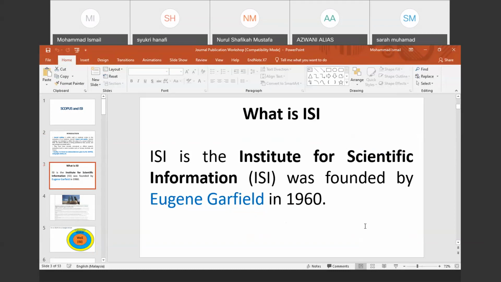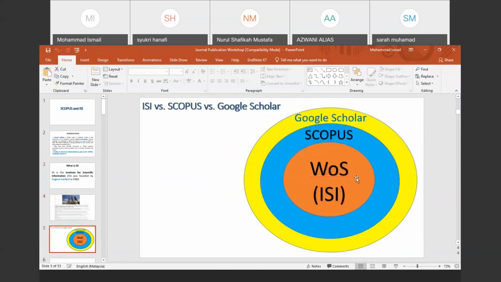but we can call it Web of Science. For ISI, all ISI papers are Scopus indexed, but not all Web of Science papers are indexed in Scopus. So that is the difference between ISI and Web of Science. Here I would like to show the slide about Web of Science, Scopus, and Google Scholar. As I mentioned before, all ISI papers are indexed in Scopus and Google Scholar. Not all Scopus papers are indexed in ISI or Web of Science, but all are indexed in Google Scholar. Not all papers in Google Scholar are indexed in Scopus and Web of Science. So the best one is ISI.